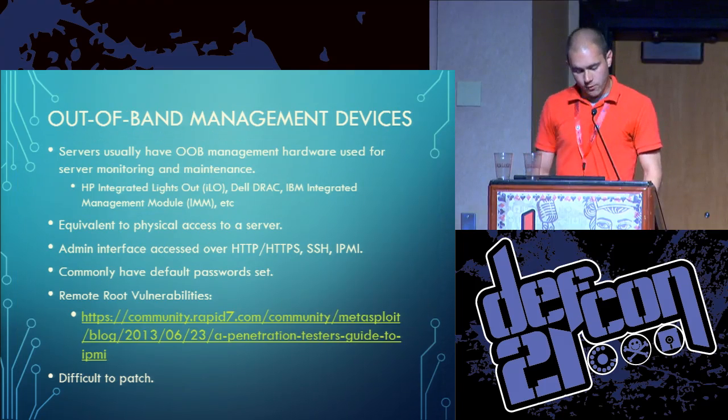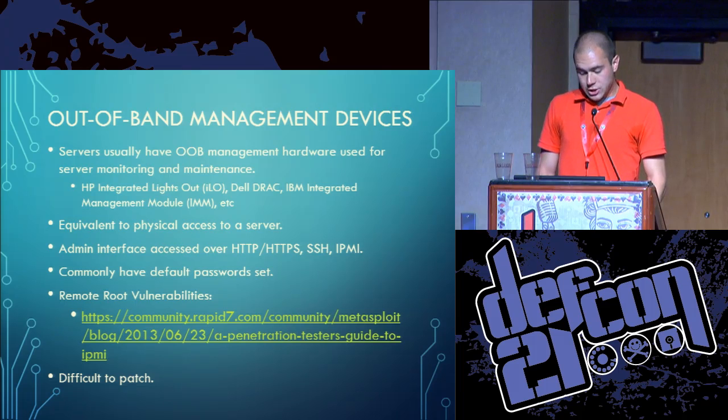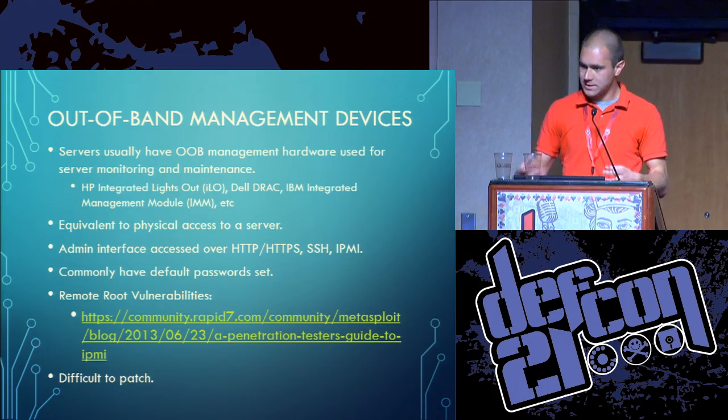All right, so next we're going to go over out-of-band management devices. Every machine usually has out-of-band management hardware used for monitoring and maintenance. It's used for imaging, for restarting if you run out of hard disk space, et cetera. It's for emergencies, essentially. The admin interface is usually accessed over SSH or IPMI, HTTPS as well. And it's equivalent to actually having the box in your office, in your hands, right?